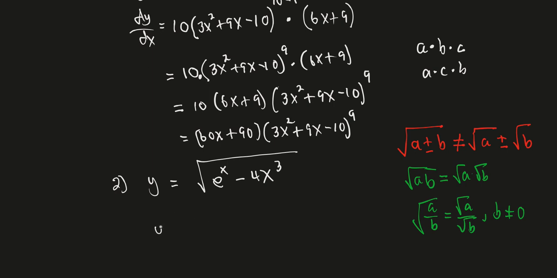But what we can do is realize that the chain rule applies, because this is e to the x minus 4x cubed, and then it's all raised to the power 1/2, right? Now, having a fractional power like this, or if you had a negative exponent, there would be no easy way to expand this, right?